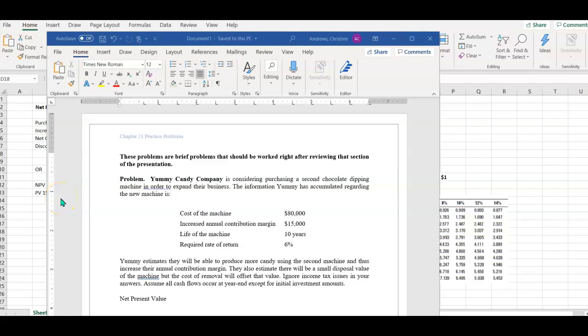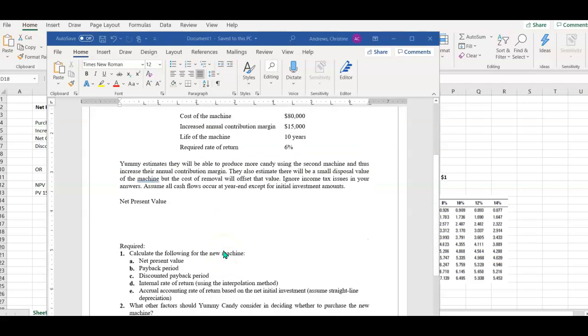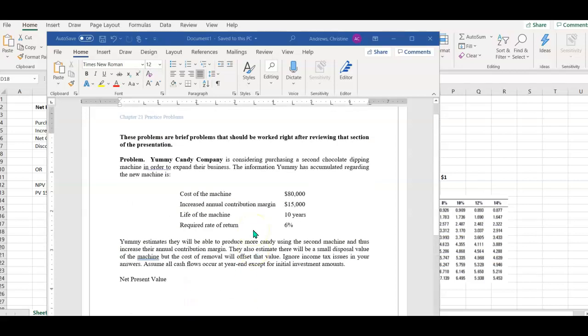Okay, we're going to use one set of data to demonstrate each method. All right, we'll do a net present value, payback method, discounted payback, an internal rate of return, and an accrual accounting rate of return. Okay, and it's just to get the bones down of how this works, and it's a real straightforward problem.